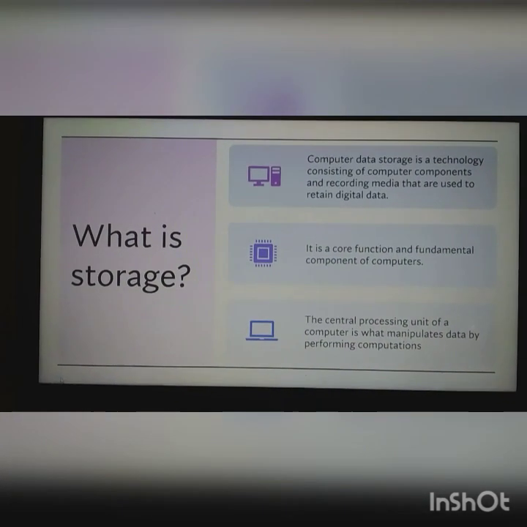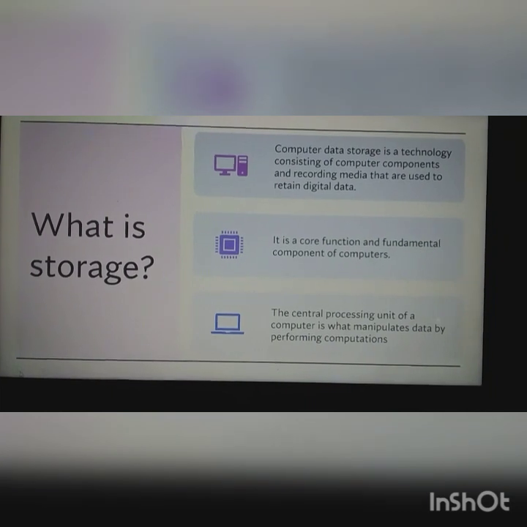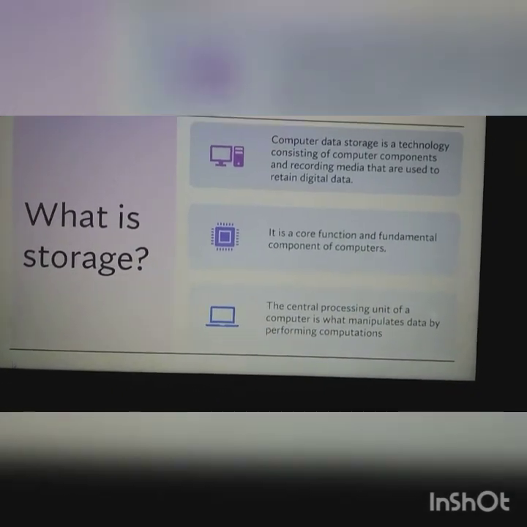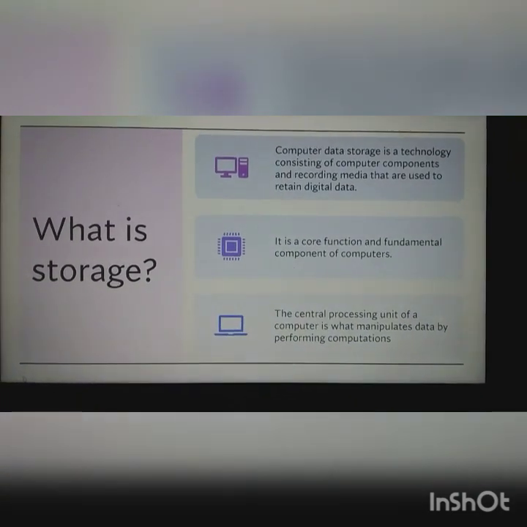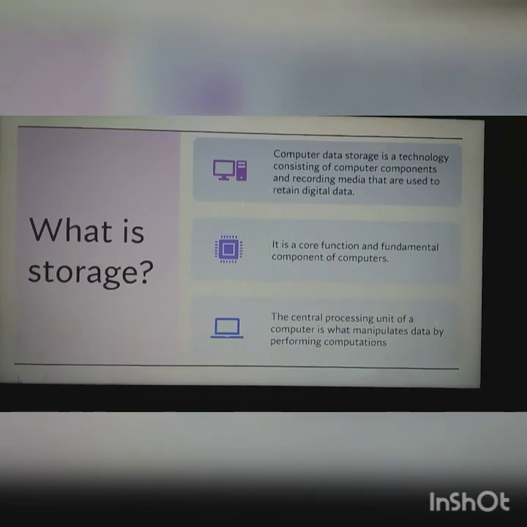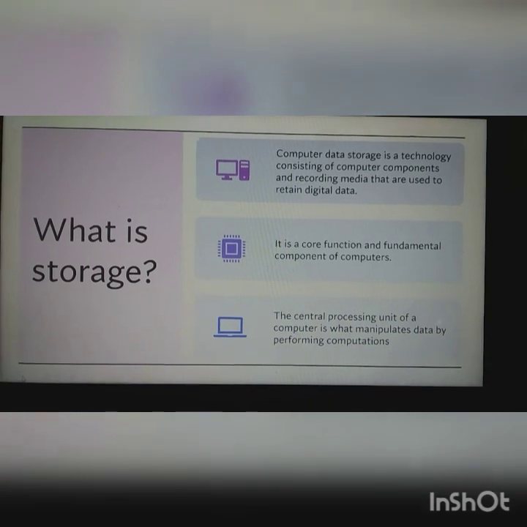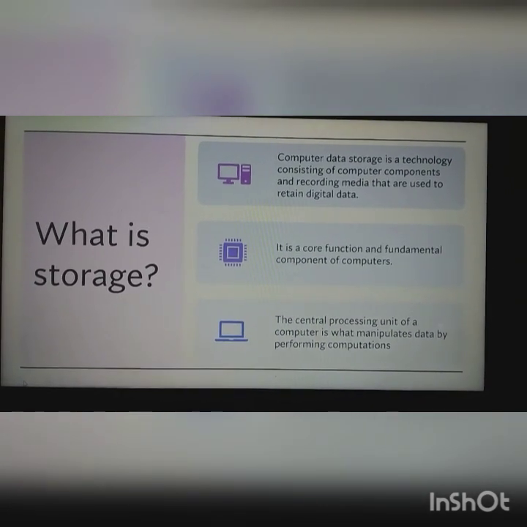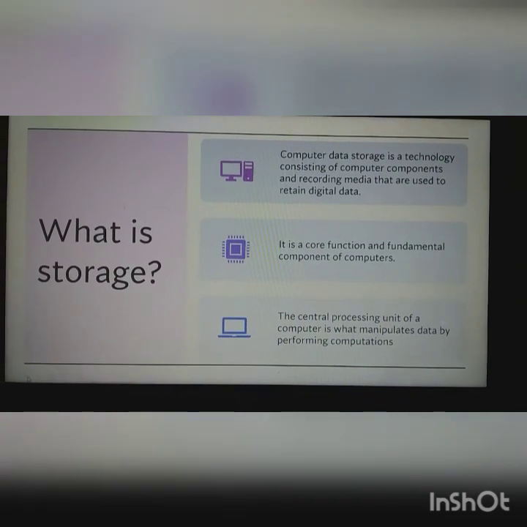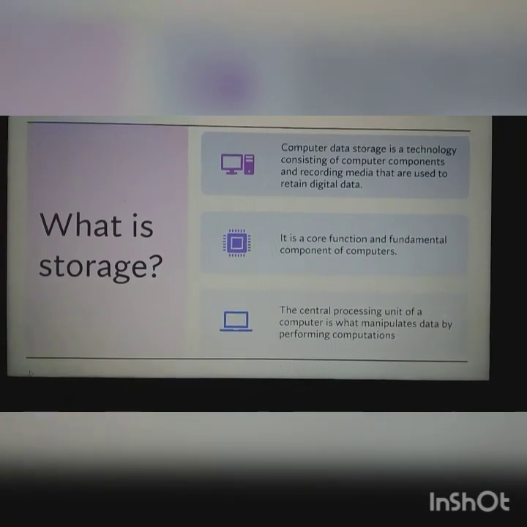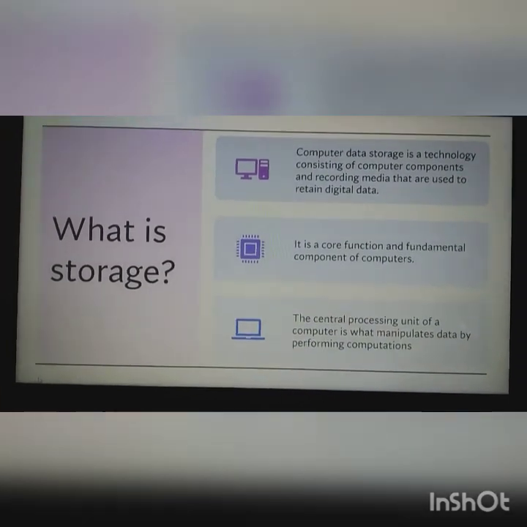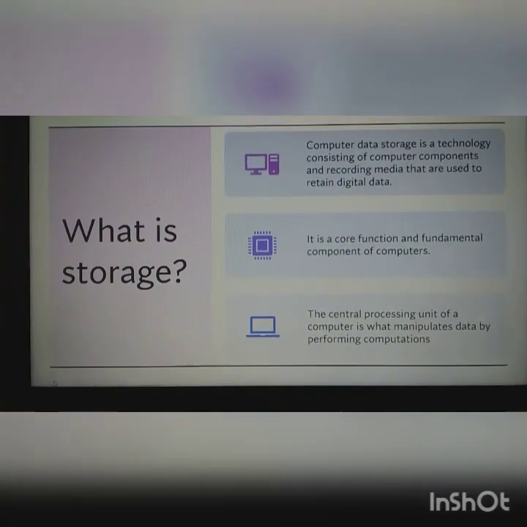Here are the examples of storage explained. Computer data storage is a technology consisting of computer components and recording media that are used to retain digital data. It is a core function and fundamental component of a computer. The central processing unit of a computer is what manipulates data by performing computations.